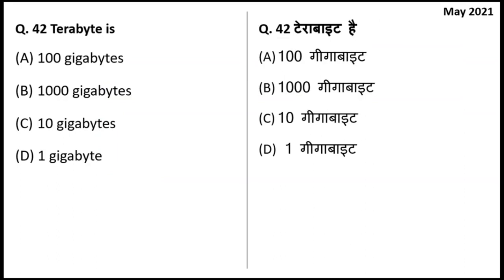1 terabyte is equal to how many gigabytes? So the relation between TB and GB is 1000. Only when 1000 gigabytes come together will they form 1 TB, terabyte.